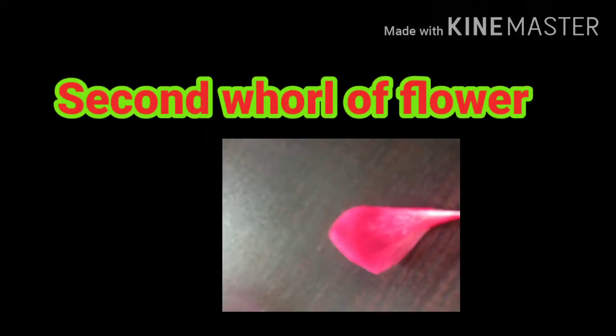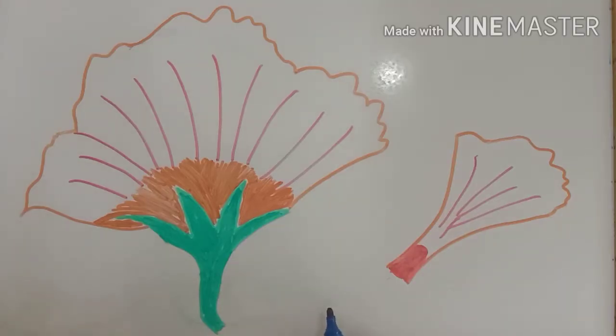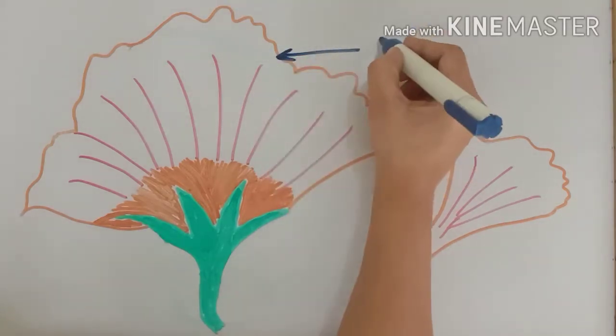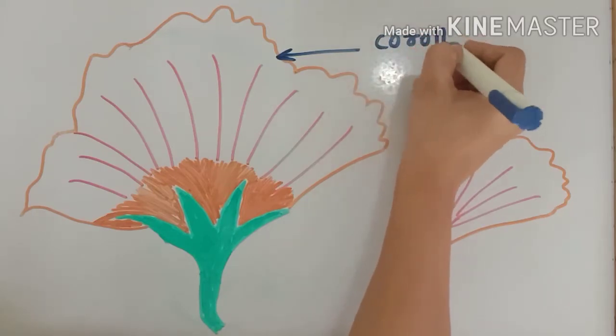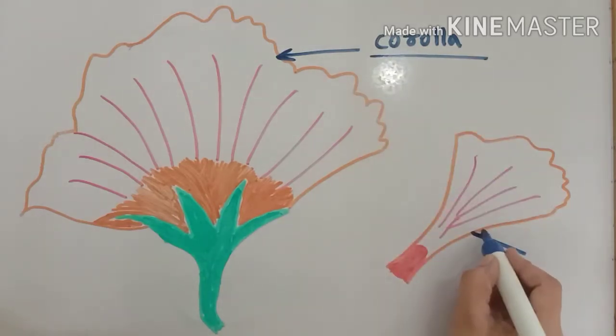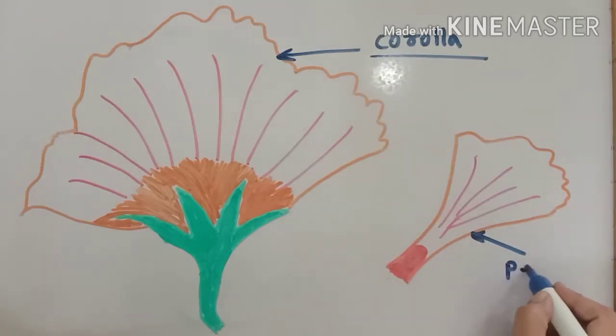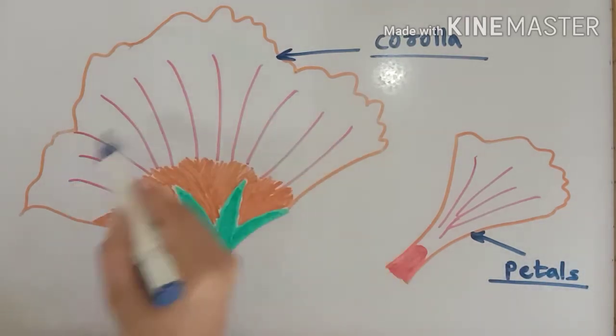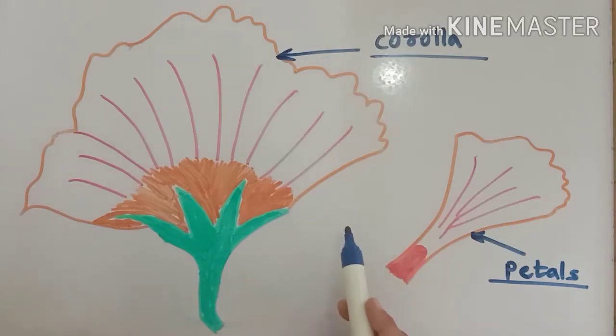Second whorl of flower. Students, this is the second colorful part of flower which is called corolla. This corolla is made of small colorful parts. They are called petals. As this part is colorful, it attracts the insects for pollination. You can observe various flowers like rose, chrysanthemum, hibiscus, mogra, kaner, tagar, etc.